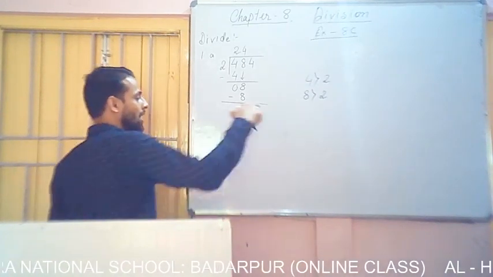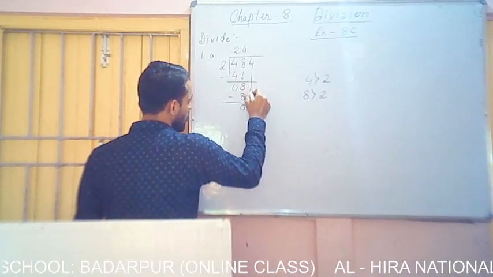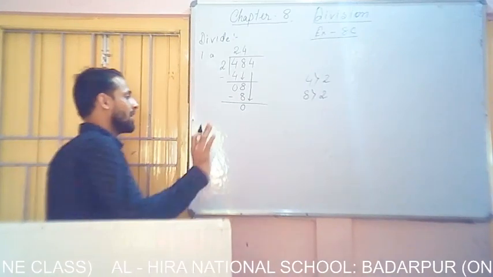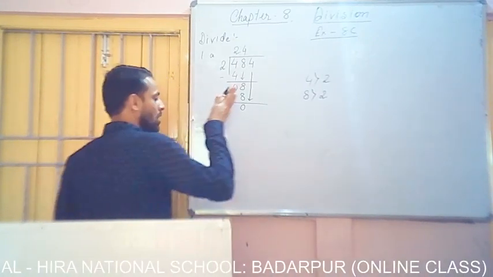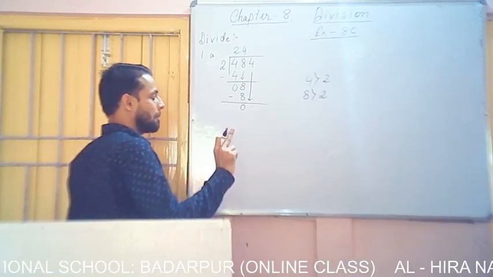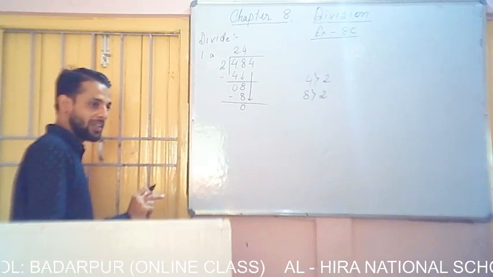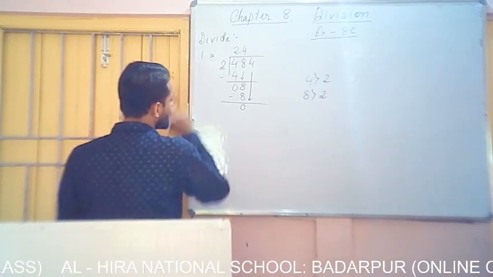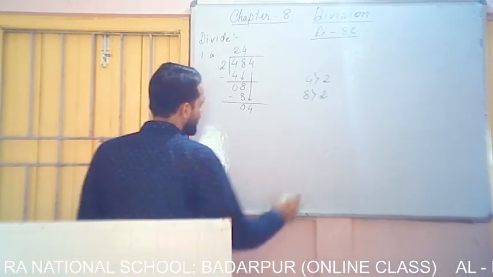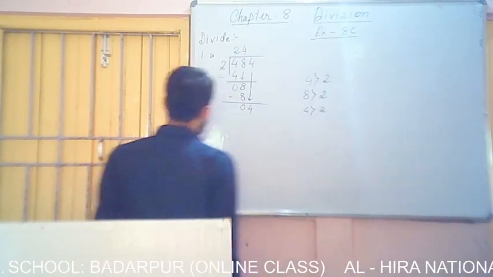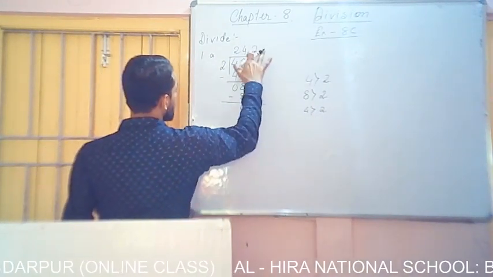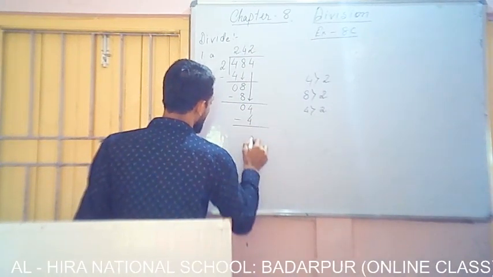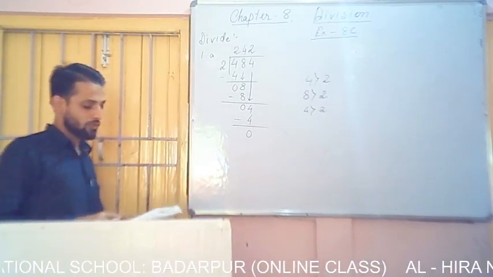Now the last digit remains, that is 4. While bringing down the digit, make sure that the digit is on its own place: ones place under the ones place, tens place under the tens place, and hundreds place under the hundreds place. So next, bring down 4 ones. Here 4 is greater than 2. So 2 twos are 4. 4 minus 4 equals 0.